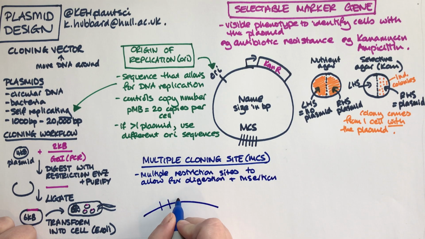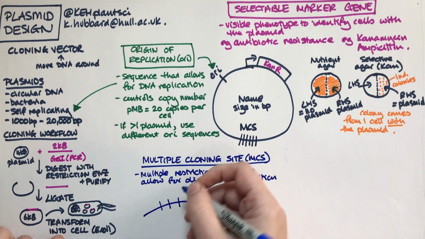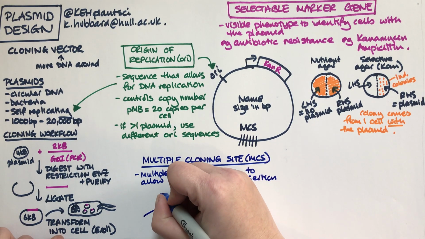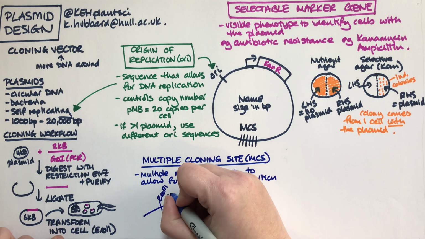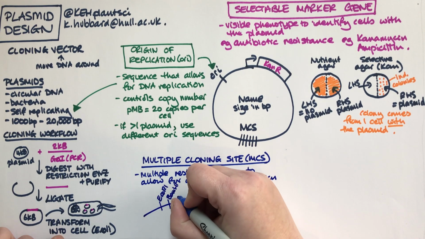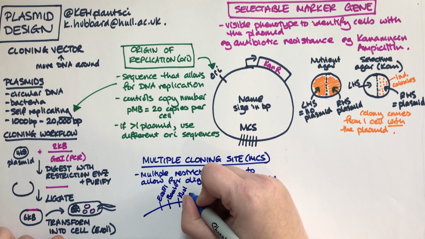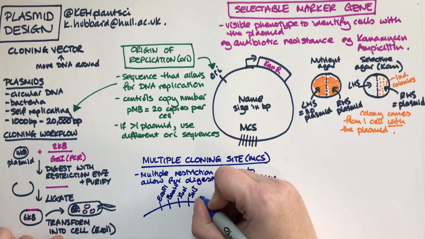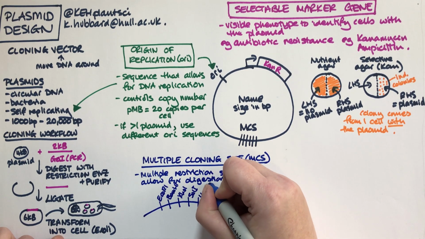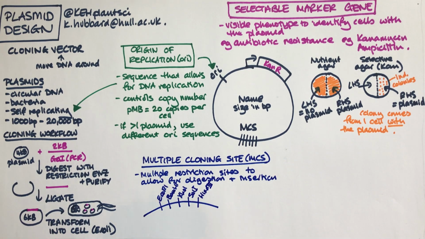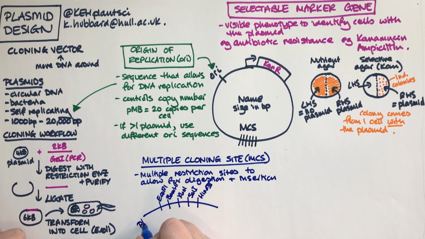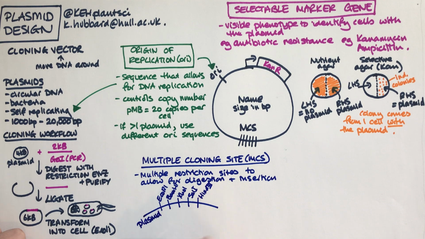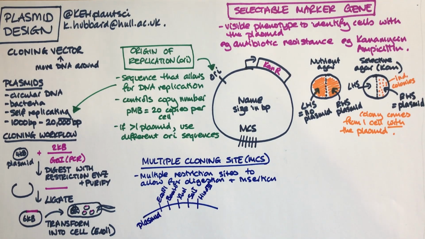Okay, so I might have multiple different restriction sites. So I could have EcoRI, I could have BamHI, I could have XhoI, I could have SalI, I could have HindIII. There's loads and loads of different restriction enzymes, and they've even all got a different recognition sequence. As I say, there's a whole video on restriction enzymes.